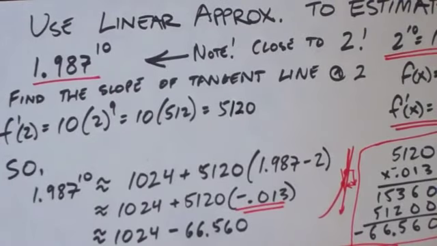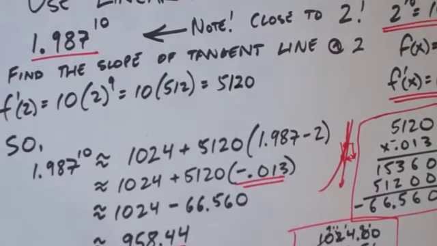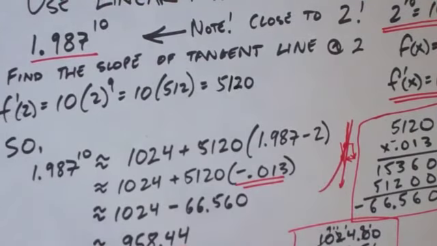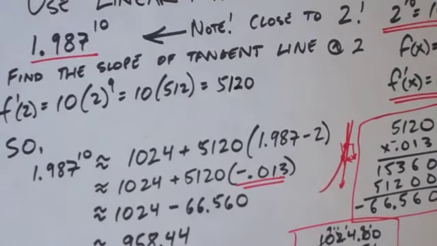Compare that to what the calculator says, and we are very, very close indeed. Just slightly less than 1 unit away in 1,000. So not a bad estimate.